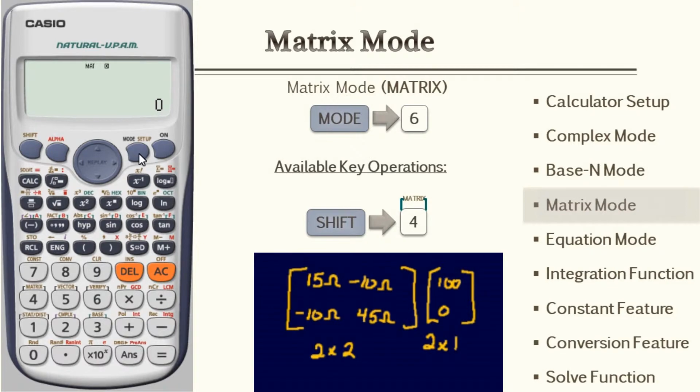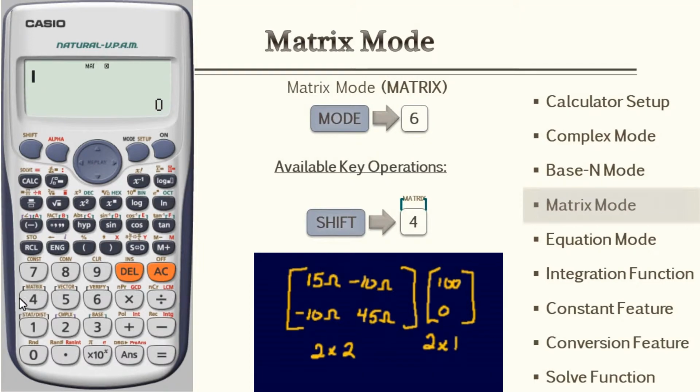And now I'm going to do the same thing again. I'm going to go back to mode, matrix 6, and then I'm going to say matrix B, so option 2. But for this one, I want to go ahead and say I want a 2x1. So I'm going to click option 6, and I'm going to put the same answers I had in that one, which is 100, and then 0. And then I'm going to click AC again. So right now I have matrix A and matrix B saved in my calculator.